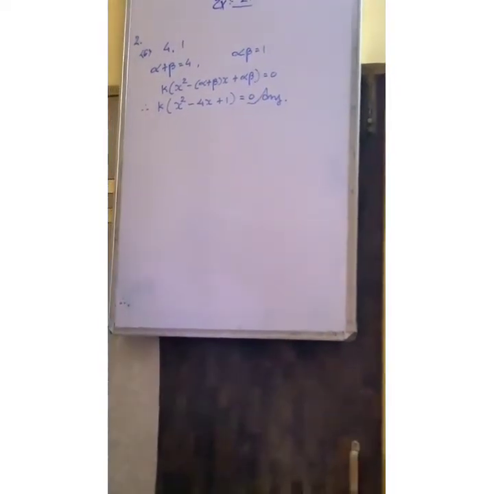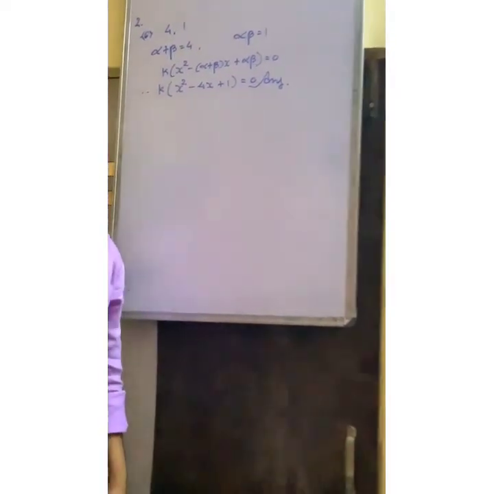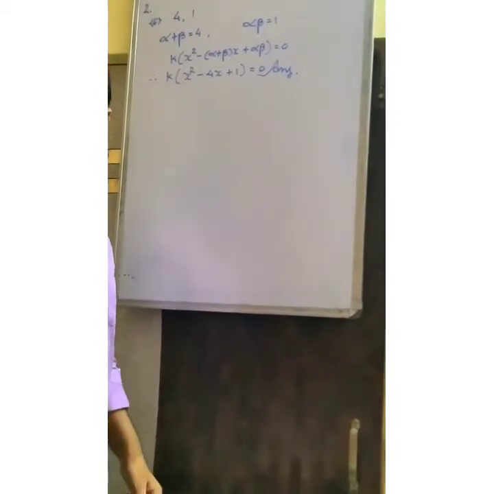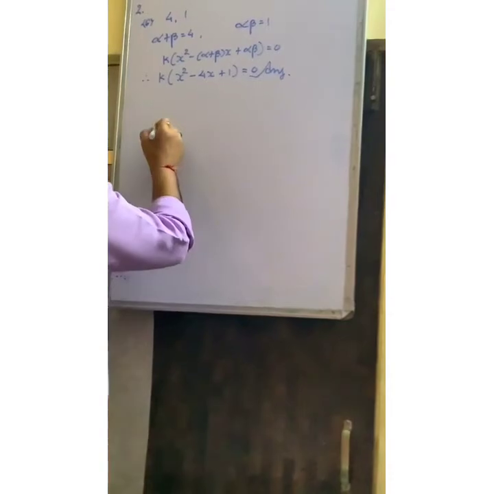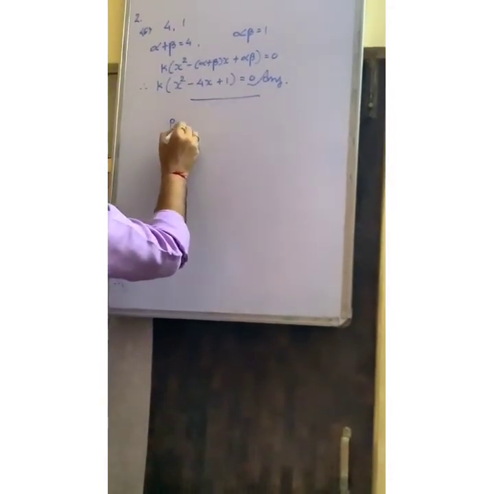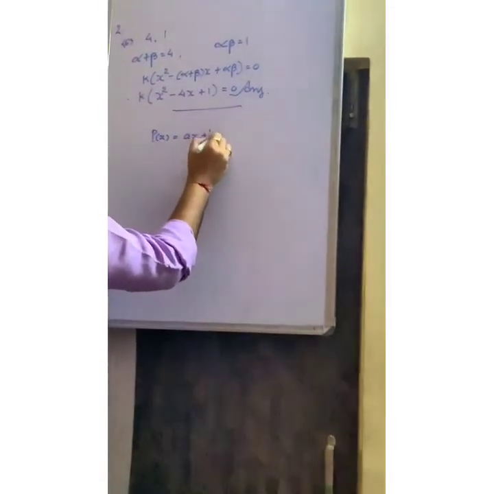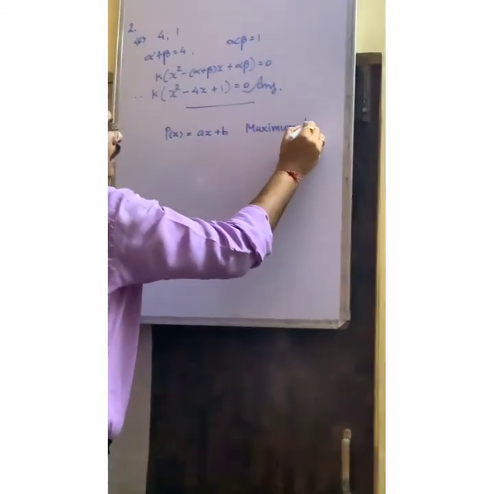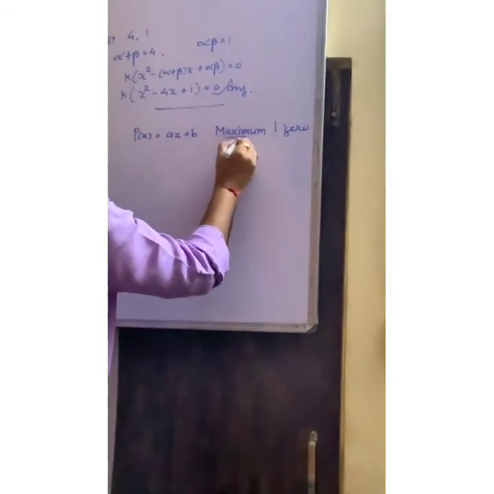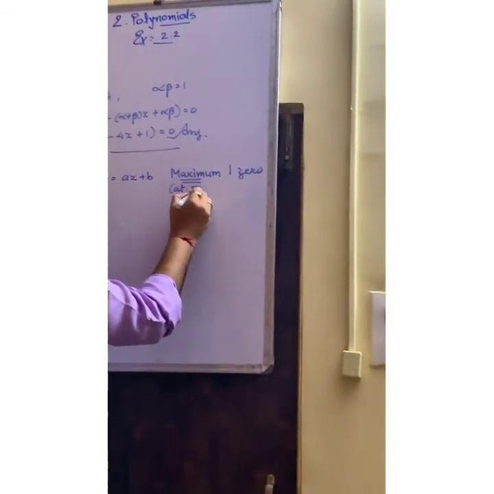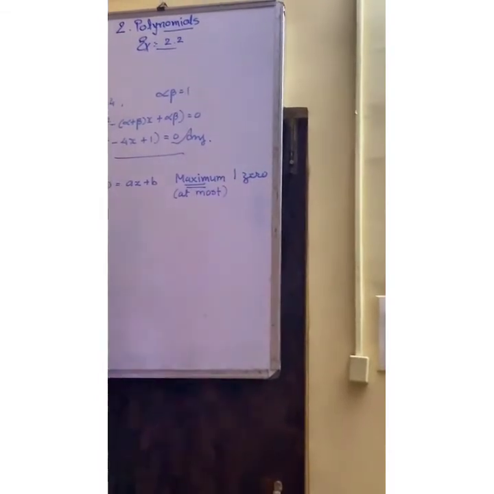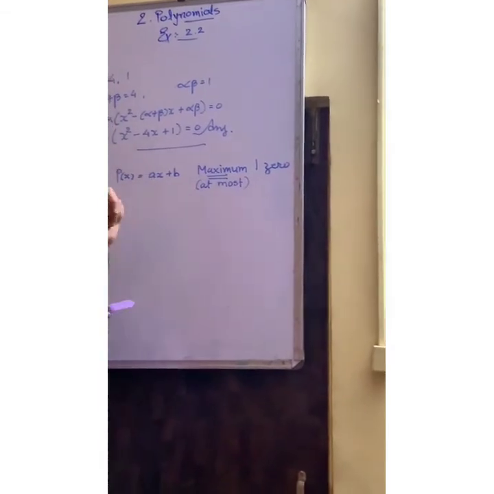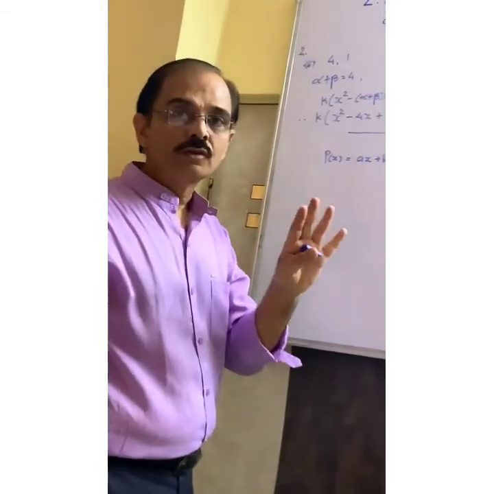Remember one thing here. Linear polynomial means highest power 1. That means the polynomial which has highest power 1 is called linear polynomial. It has maximum 1 zero. Remember this word maximum means at most 1 zero. At most means 1 or less than 1. Means this equation maybe has 1 zero or no zero.